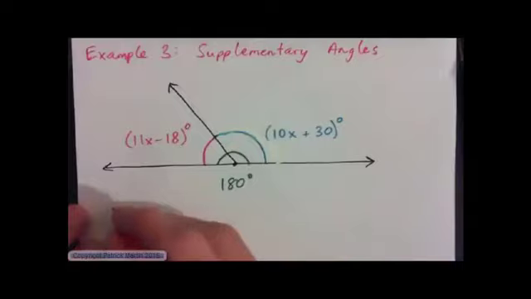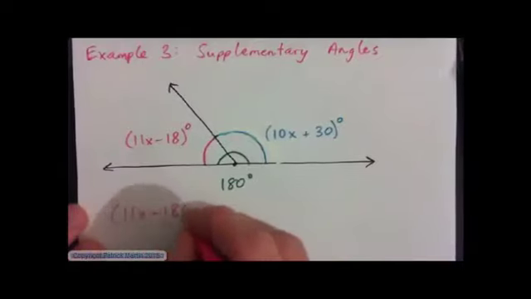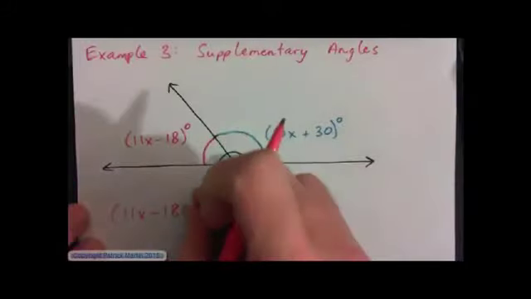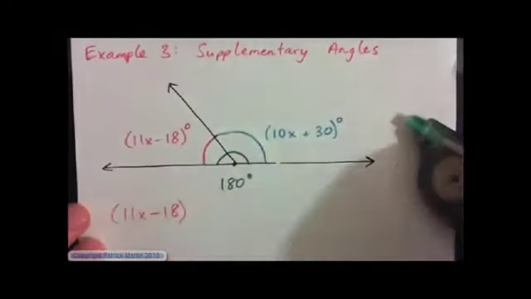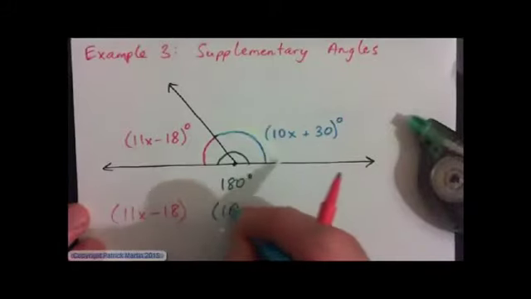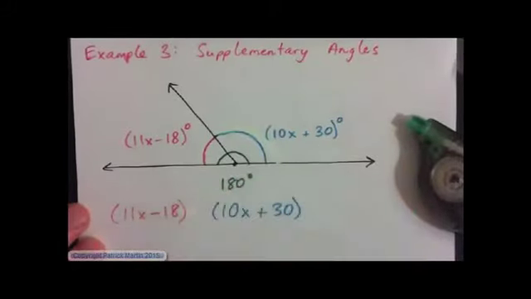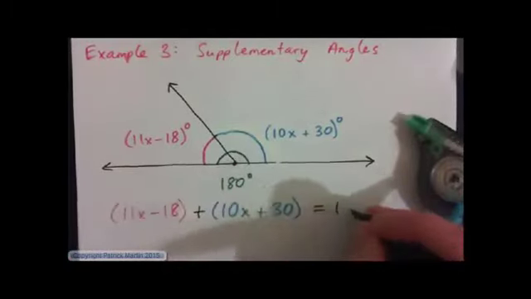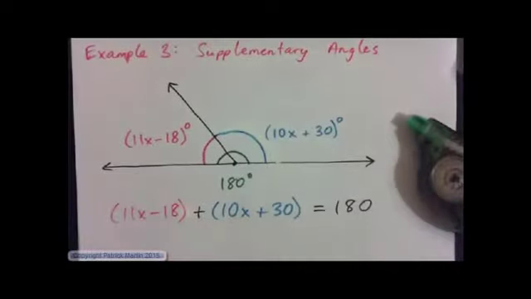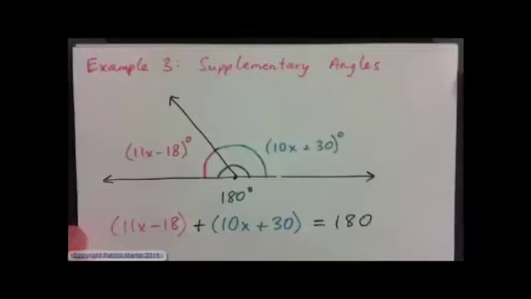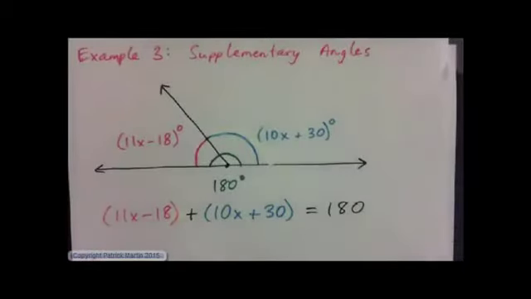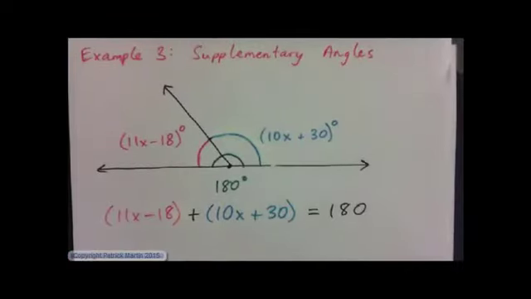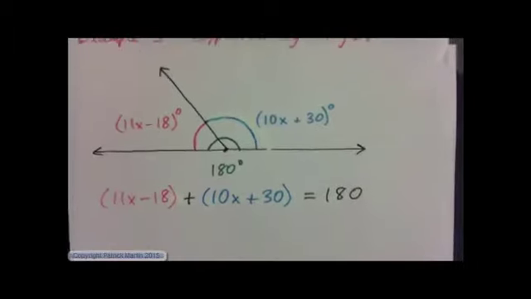Okay, I hope you tried it. You could write 11x minus 18 plus the 10x plus 30 give 180 degrees altogether. And then we can add like terms and solve. So go ahead, press pause and solve this equation by yourself. What do you get?